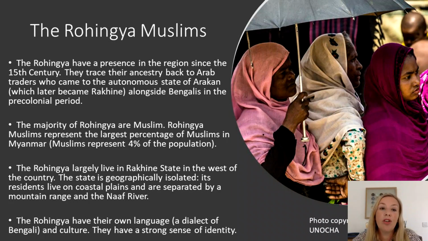So this brings us on to the Rohingya, and specifically the Rohingya Muslims. So the Rohingya have had a presence in the region since the 15th century, and they trace their ancestry back to Arab traders, which came to the autonomous state of Arakan, that later becomes Rakhine State, alongside Bengalis in the pre-colonial period. So they have a long history in the region that we now identify as Myanmar. The majority of the Rohingya are Muslim. There is a tiny percentage that are Hindu also.